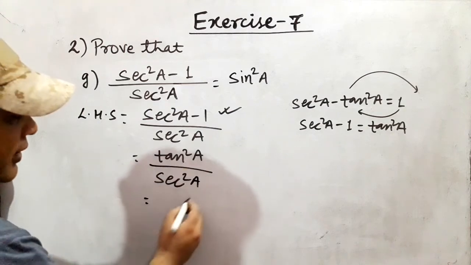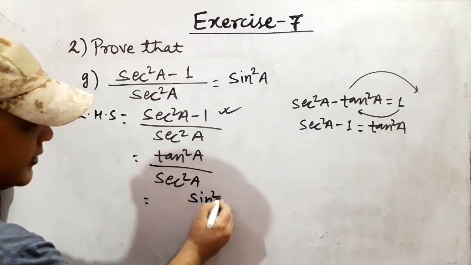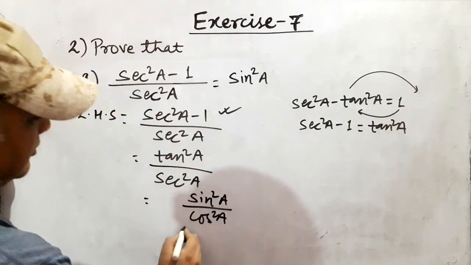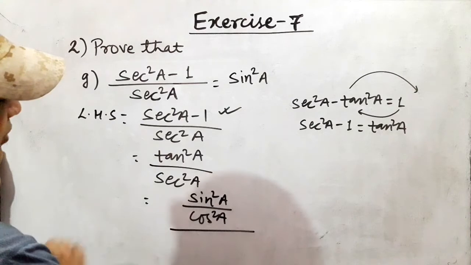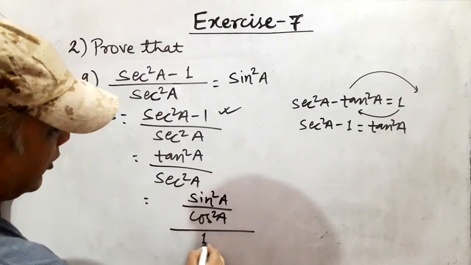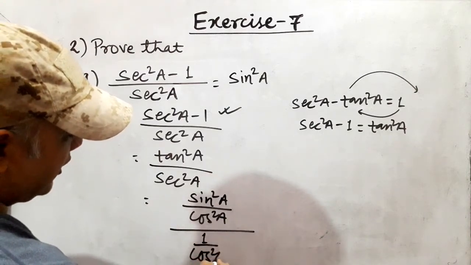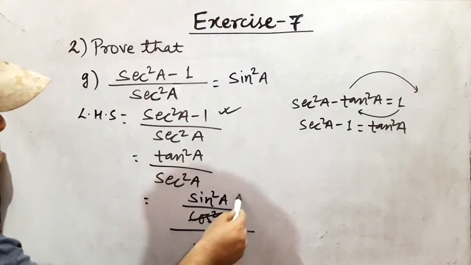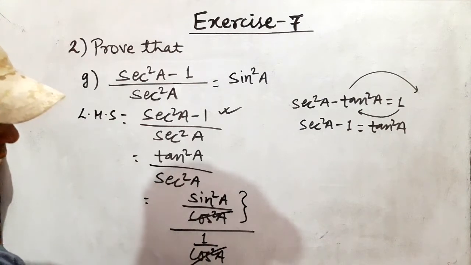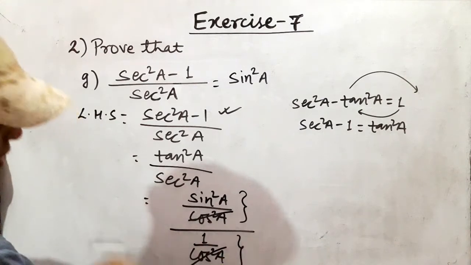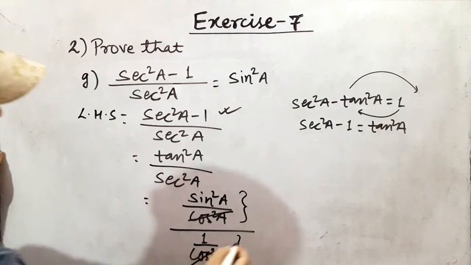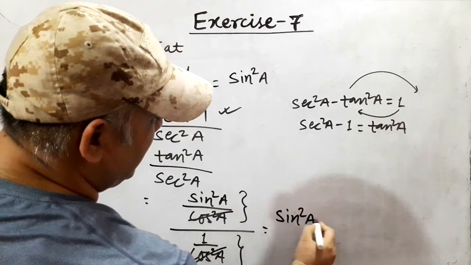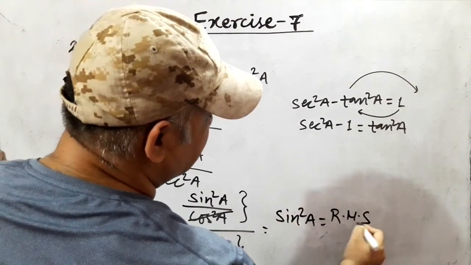Tan square A can be written as sin square A by cos square A, by, we have here sec square A equal to 1 by cos square A. So the cos square A in the denominator of the numerator and this cos square A in the denominator of the denominator get cancelled. We have sin square A by 1, which is equal to sin square A. It's our right hand side.